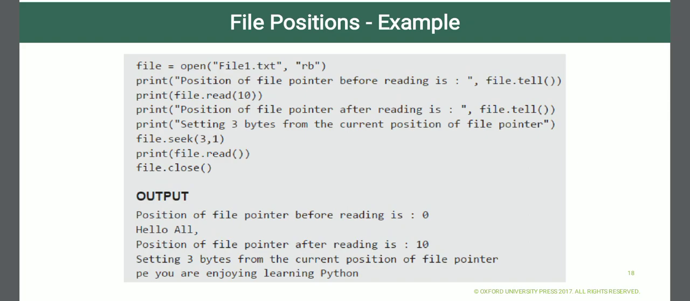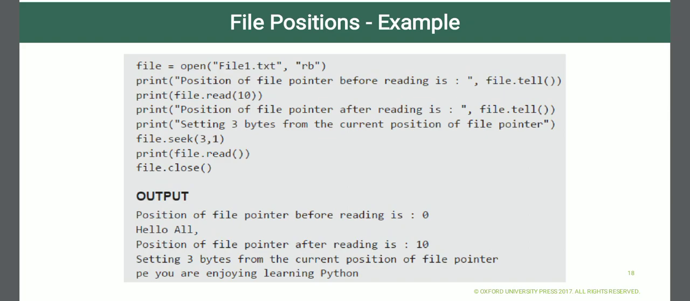After 3 bytes we have to move the file pointer, and hence we will use file.seek(3, 1). Now print file.read and finally close it. So after moving 3 bytes from the current position we have to read, and how are we going to read? By using the read method, file.read. So let us see the output.